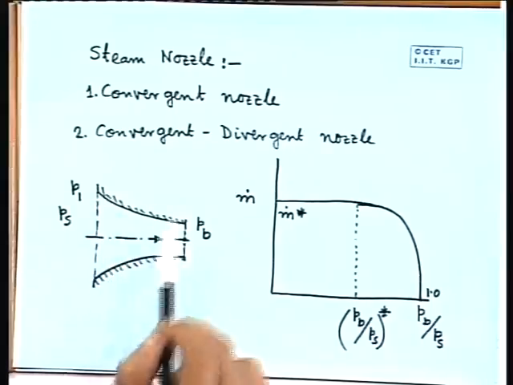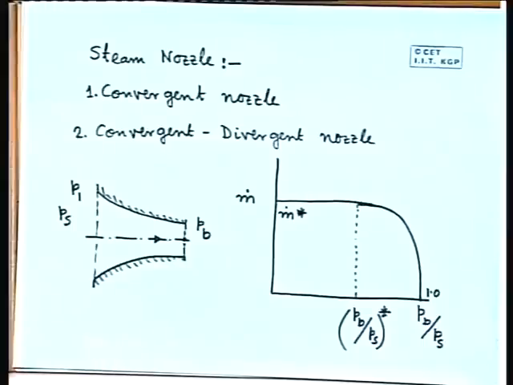In a convergent nozzle, the area of the nozzle reduces gradually in the direction of flow. As the area reduces, the flow velocity will increase, and from Bernoulli's principle, we will have a decrease in pressure. So, the lowest pressure will be at the exit of the nozzle, and at the same time, we will have the highest velocity at the exit of the nozzle.